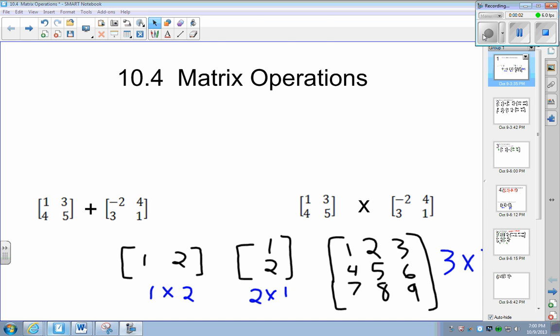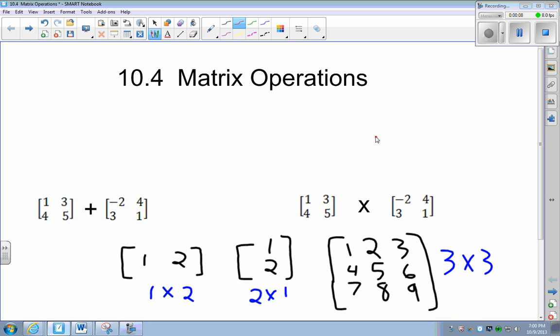Hey, College Algebra. In today's video, we're going to talk about some matrix operations. Before, we've used matrices to solve systems of equations. Now we're going to do some algebra with matrices. We're going to look at addition and multiplication.